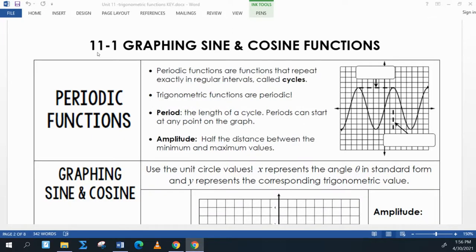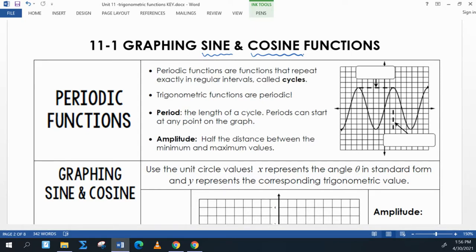All right, so for Unit 11, we're going to be both graphing some of our trigonometric functions and solving equations involving our trigonometric functions. As we're graphing, though, we're really only going to graph two trig functions this year, the sine and the cosine function. We'll leave the tangent and all the reciprocal functions for you in later classes.